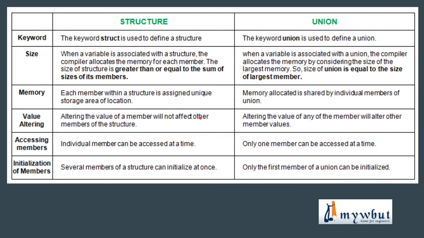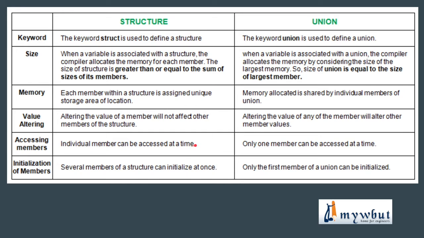Altering the value of a member will not affect the members of the structure. That's quite obvious. In the other example, we had seen how to work with structures. In that case, when we altered one value, the other value remained intact. But in case of union, you'll see in the example that if we alter one value, then the other value will also change.